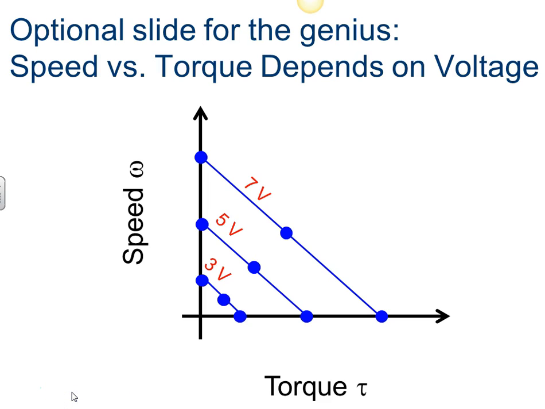So this is our optional slide for you guys, the geniuses, and this is speed versus torque and its dependence upon voltage. What we can see here is that if we increase the voltage on the motor, then this value, our no-load speed, is higher. A higher voltage is going to give us, in each case, from 3 to 5 to 7, and you can expect the same for 9 or whatever volts, a higher no-load speed. We can also say that out here at the stall torque, the stall torque is going to be higher as well.